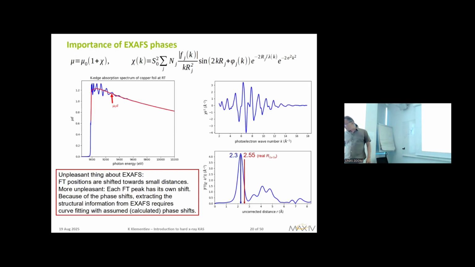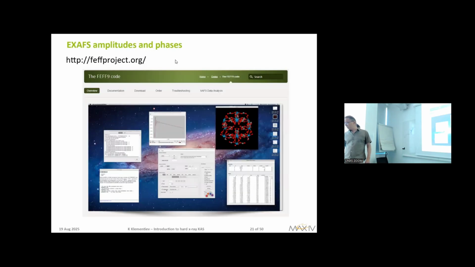Well, one way is to find a good theory and calculate this phi function, and also f, the amplitude. And another way is to use similar structures. Both work. The calculation is most typically done by this program called FEFF. It was developed at the University of Washington in Seattle, and more or less every EXAFS researcher uses it.